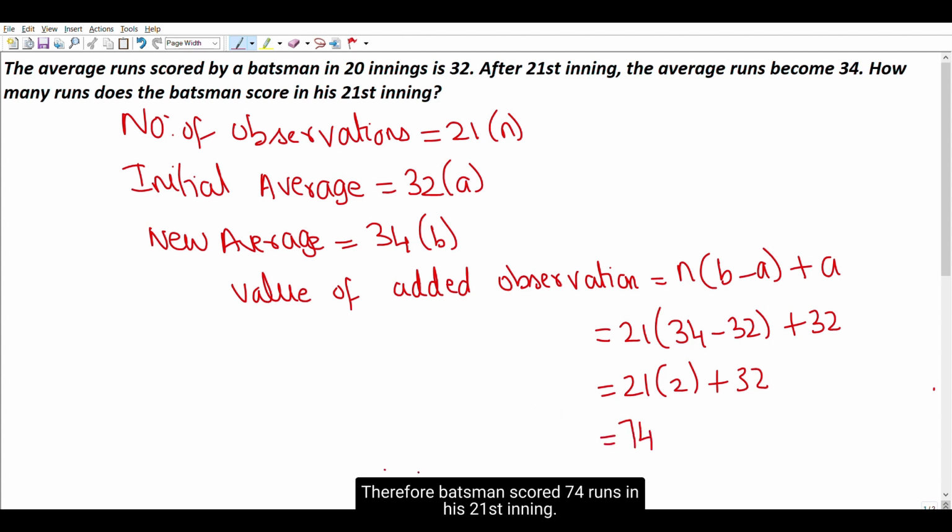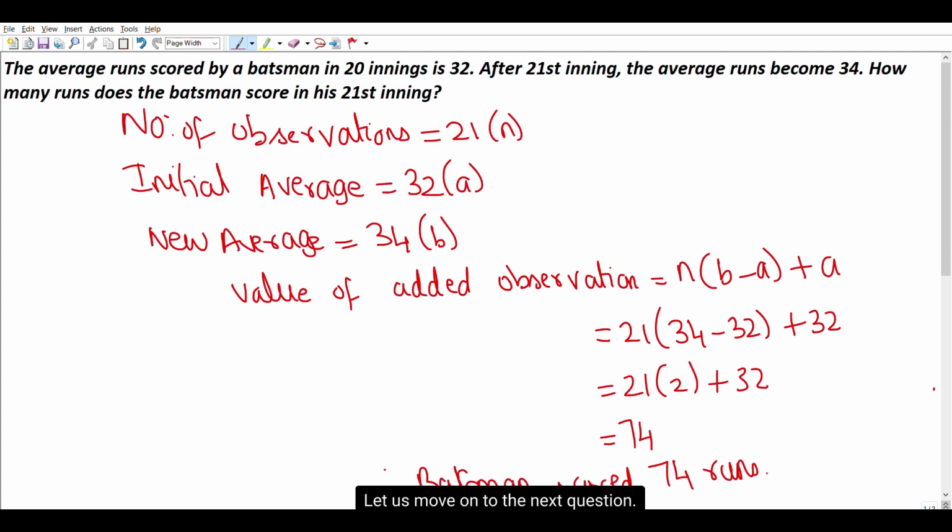Therefore, the batsman scored 74 runs in his 21st inning. So, initially in 20 innings, the average was 32. In his 21st inning, the batsman had scored 74 runs, such that his average got increased to 34. Let us move on to the next question.